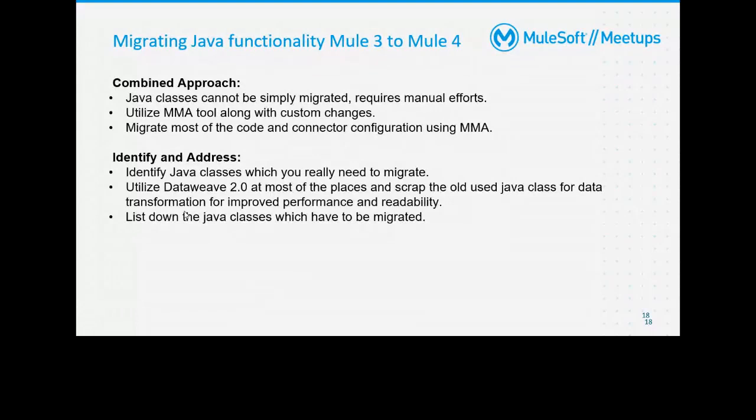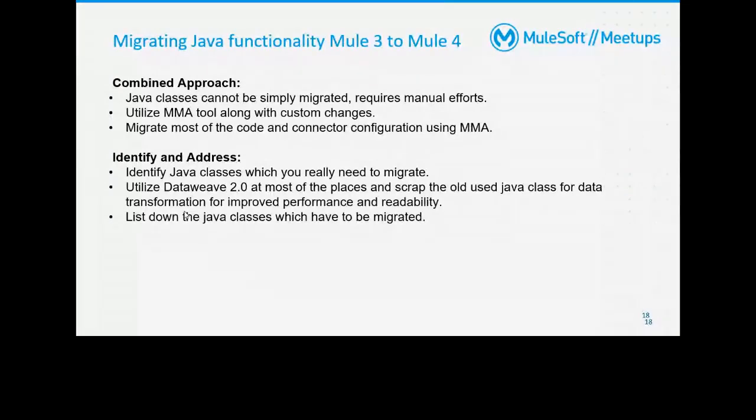So just identify what those Java classes are, and skip them. Try to understand what kind of input it is taking and what kind of output it is giving, and just write a DataWeave transformation for that. That way you can save your time in migrating, and also improve the readability and the performance utilizing DataWeave 2.0. Like I mentioned in the slide also, utilize DataWeave 2.0 at most places, scrap the old Java classes used for data transformation for performance and readability, and list down all the Java classes which really have to be migrated.